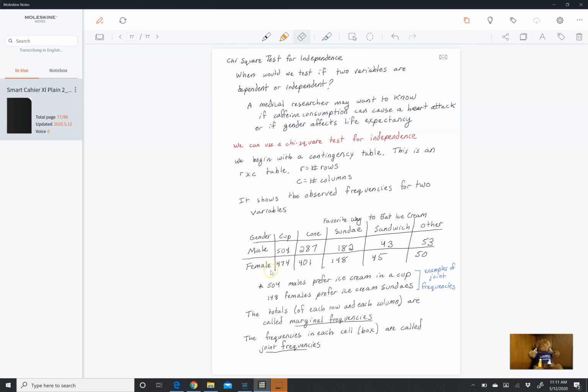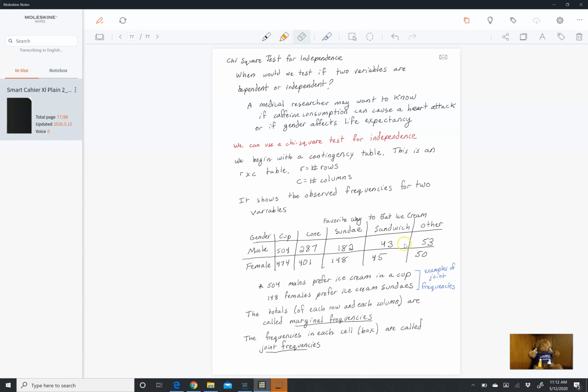And then the marginal frequencies would just be the sums. Okay, so like here, the number of people who like cups is 978. We took these two and we added them and we get 978. That would be a marginal frequency. Marginal frequency if we took the total number of people who liked cones. So we're combining all of the different frequencies in a single category. So this would be 688.